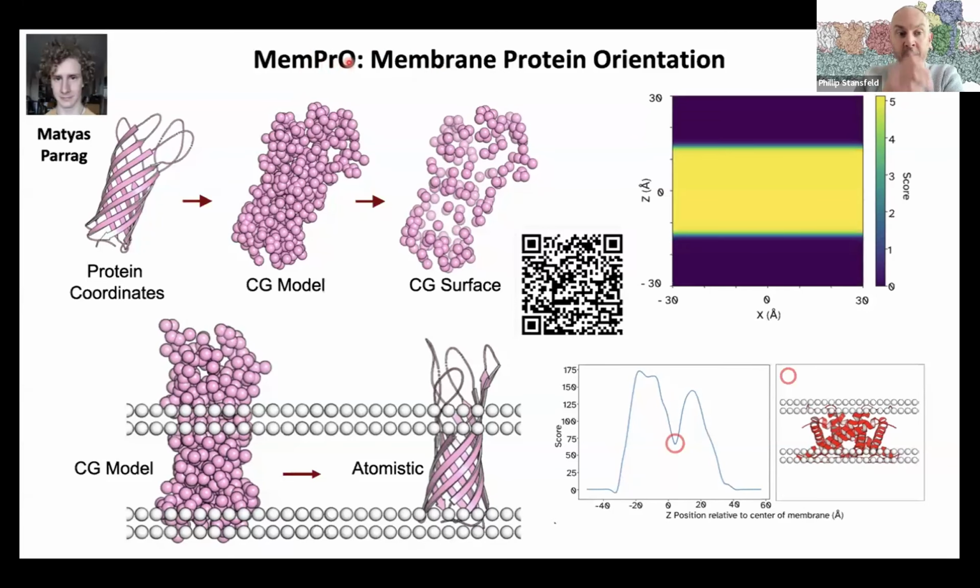It's membrane protein orientation. It takes a set of coordinates for a membrane protein. From that, it creates a coarse grain model, extracts the surface, and then tries to align that surface with this potential, therefore repositioning the protein with respect to the membrane, which you can then convert back to atomistic and establish a bilayer around it. The data you get out from this is a sort of potential energy associated with the orientation of the protein. This is the particular orientation for this membrane protein within its bilayer.